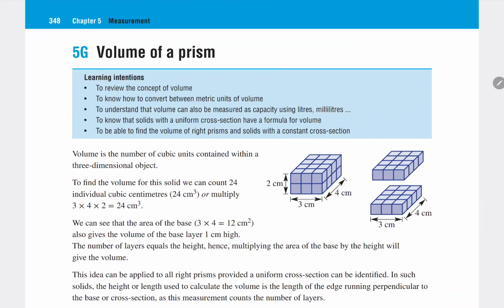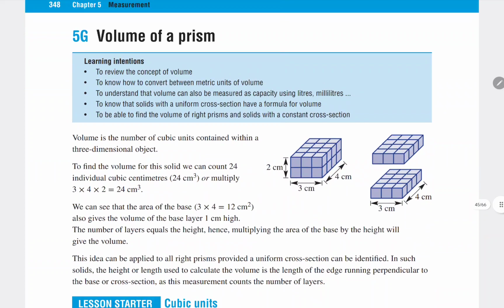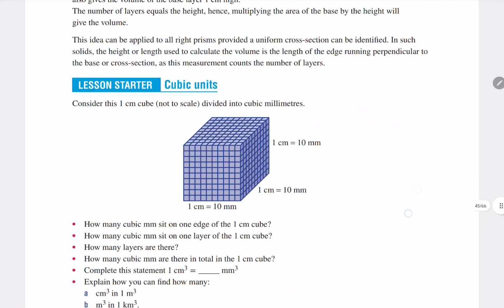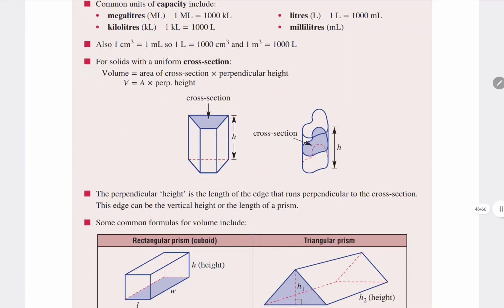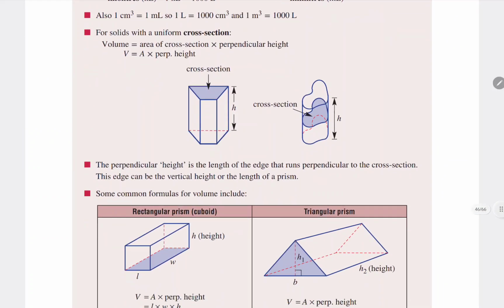Okay, next is volume of a prism. The essential idea of volume is how much space an object takes.